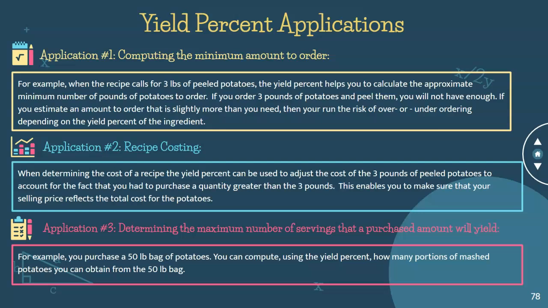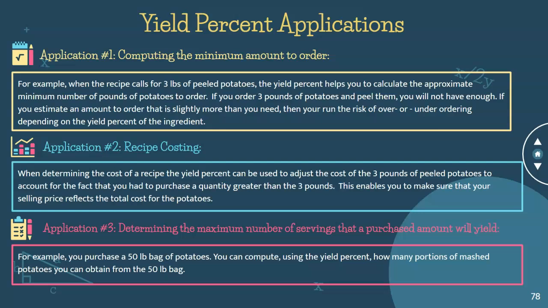And then just going back to the 50-pound bags of potatoes, you're going to determine the maximum number of servings that a purchased amount will yield. So for example, with the 50-pound bag of potatoes, you can compute using the yield percent how many portions of mashed potatoes you can obtain from the actual 50-pound bag.